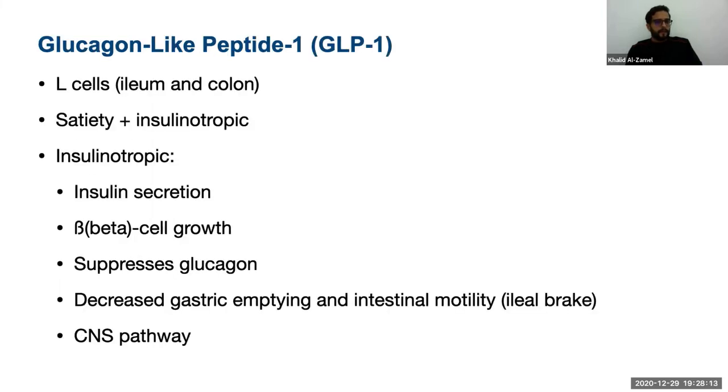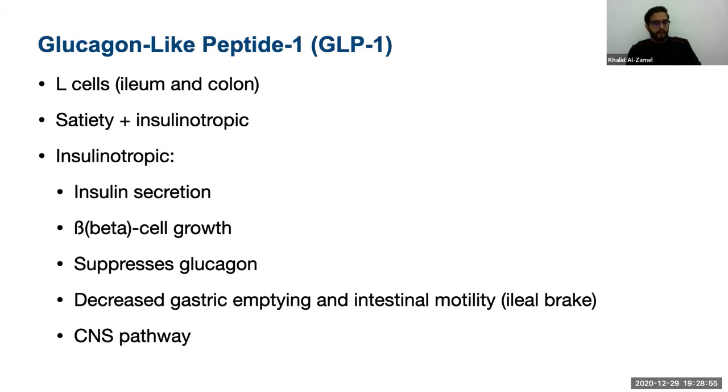So the GLP is produced by the L cells in the ileum and colon. It causes early satiety, and it has an insulinotropic effect in the form of increasing insulin secretion and decreasing its resistance. It augments beta cell growth, suppresses glucagon, and one of the main and unique functions of GLP is that it decreases gastric emptying and intestinal motility, which again goes back to early satiety. It also acts through a CNS pathway.